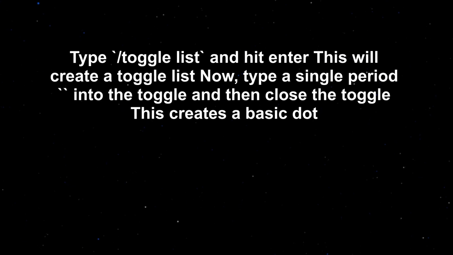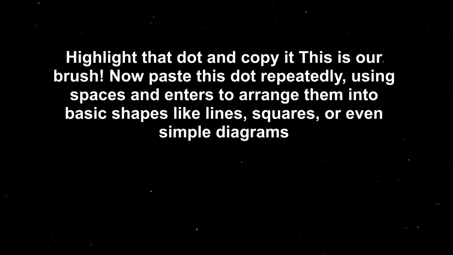Type toggle list and hit enter. This will create a toggle list now. Type a single period into the toggle and then close the toggle. This creates a basic dot. Highlight that dot and copy. This is our brush.